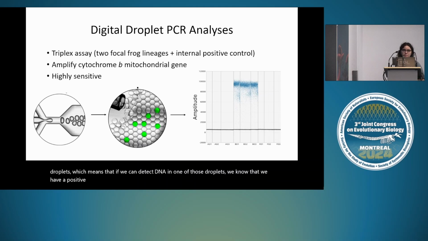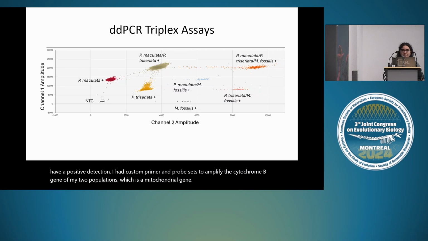I had custom primer and probe sets to amplify the cytochrome B gene of my two populations, which is a mitochondrial gene. I developed a ddPCR triplex assay. The way that this works is I use a combination of different probes that fluoresce at different wavelengths.